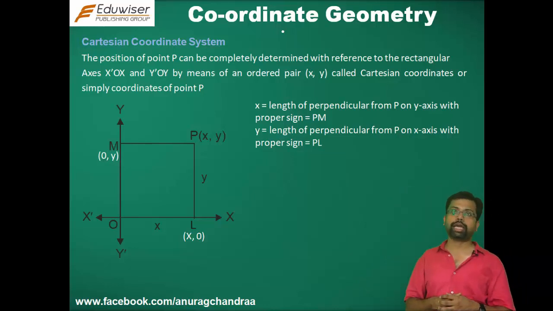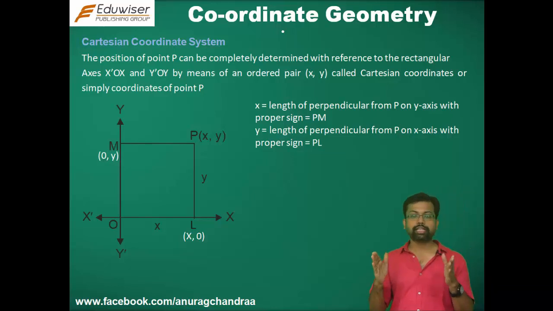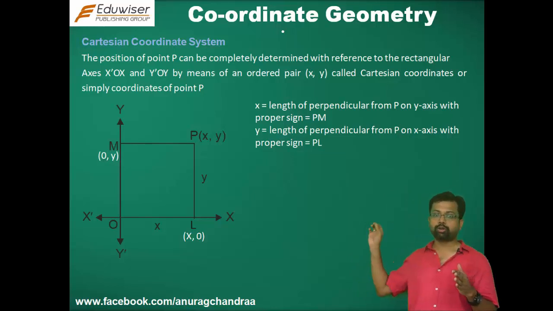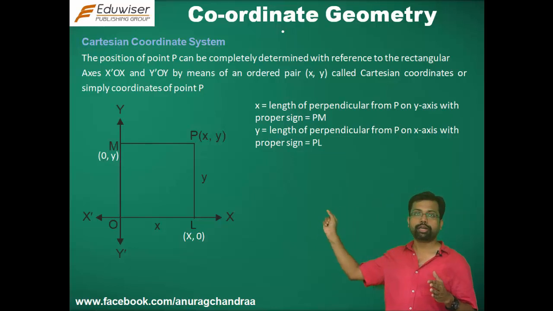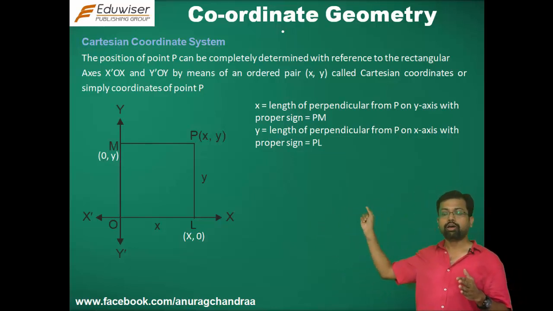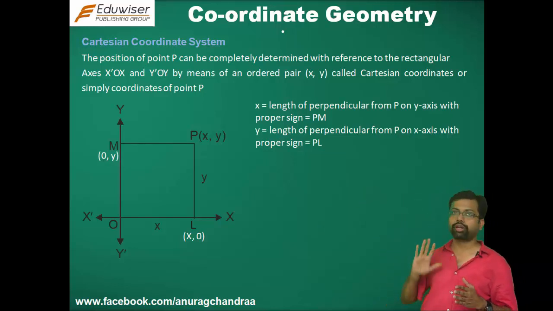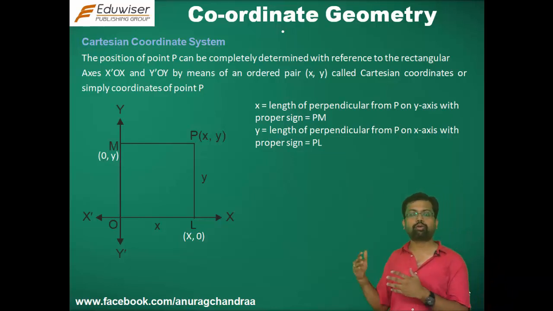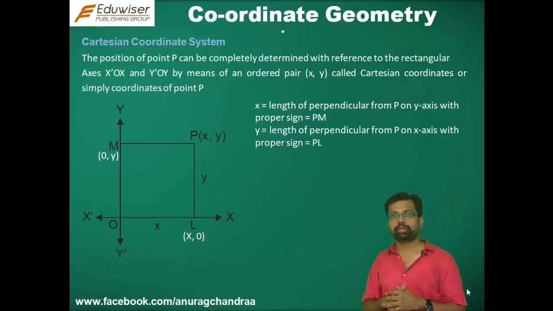Similarly, if you take the point M, what will its coordinates be? It will be x comma y. What will x be? x is the length of the perpendicular from that point on the y axis. Now the point M is already on the y axis, right? So the x coordinate, or the length of the perpendicular from the point M on the y axis, will be 0. Hence the x coordinate is 0, and the y coordinate would be the same as the y coordinate for the point P, which is equal to OM. So the coordinates of M are 0 comma y.